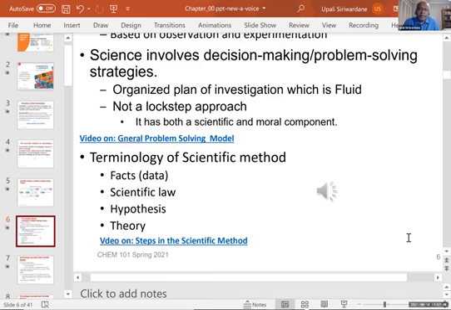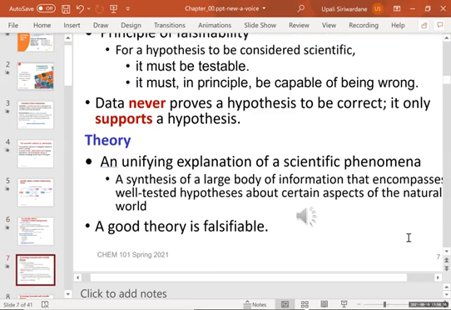But the basic ideas are there, like experiments, collecting data, facts, coming up with a law, and coming up with the explanation, hypothesis, and finally a theory. Okay? Okay, thank you.